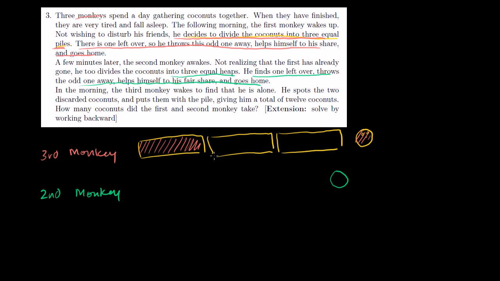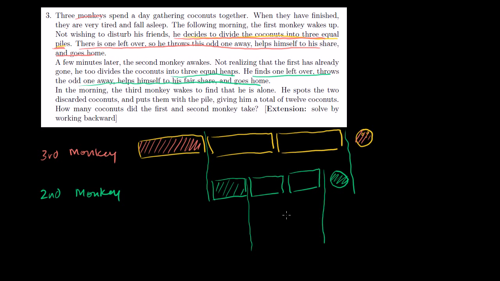And then the rest of this, remember, this is gone and this is gone. So this is all we're dealing with at this point. One left over and 3 equal heaps. So 1 heap, 2 heaps, and 3 heaps. And then he takes one for himself. He takes one for himself, and he takes the extra coconut and throws it away. So this is all we have left now.